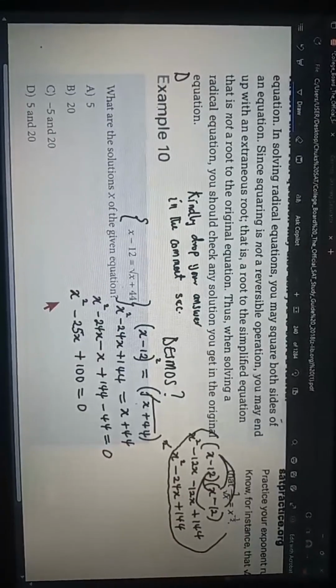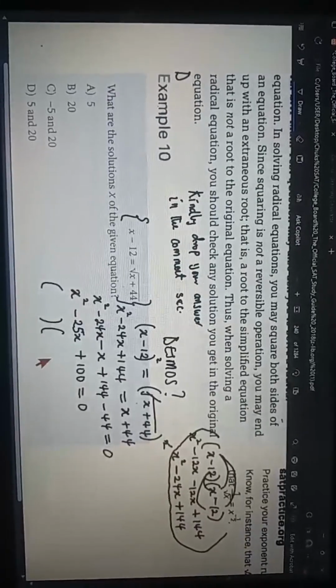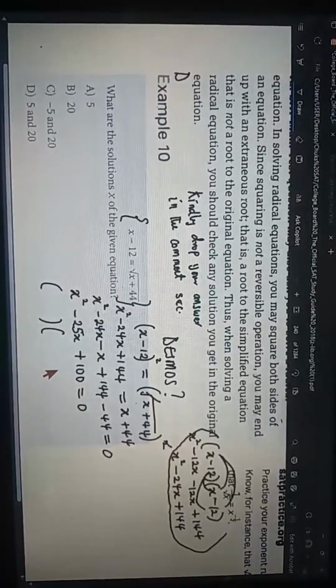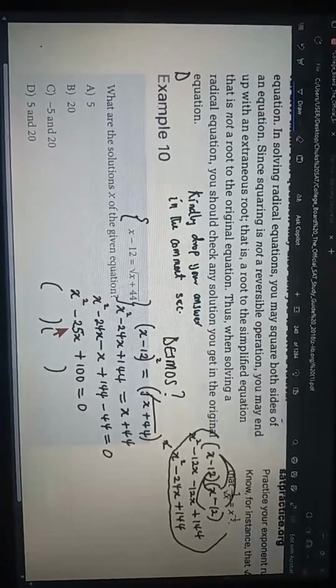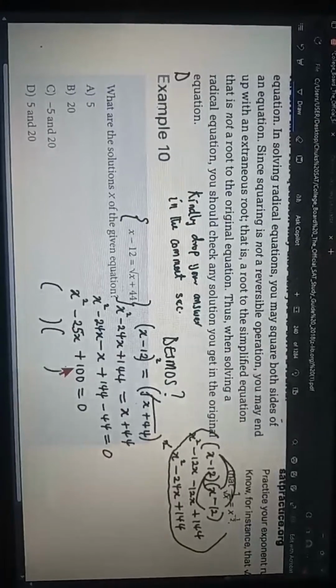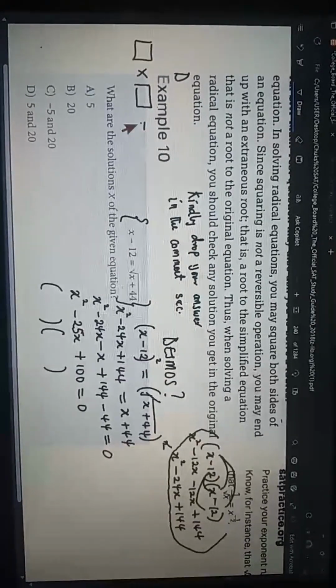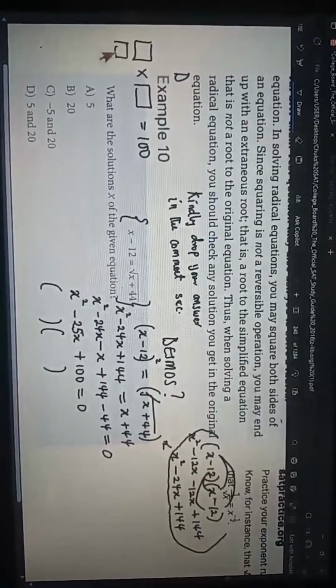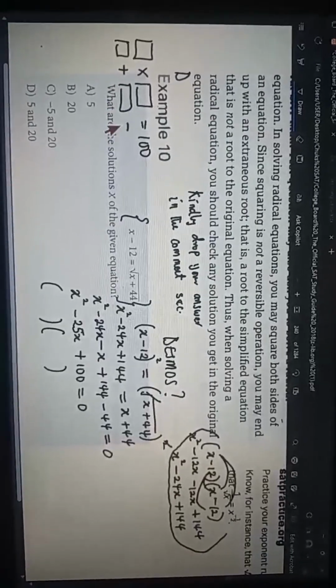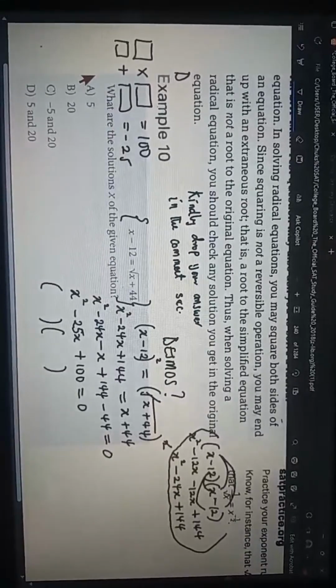So now let's keep on moving. From here, I'm going to factor out this quadratic equation and let's see what that would be. So what do you think? What would you multiply that would give you 100, and when you add them up, you get minus 25? What is that value? You multiply to get 100, and when you add the same values, you get negative 25. What do you think the value is?